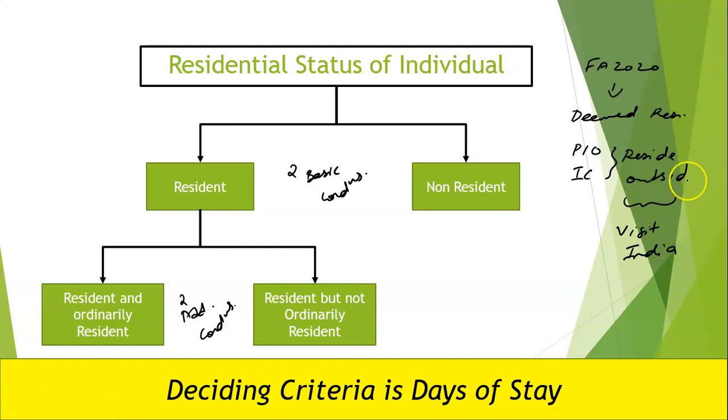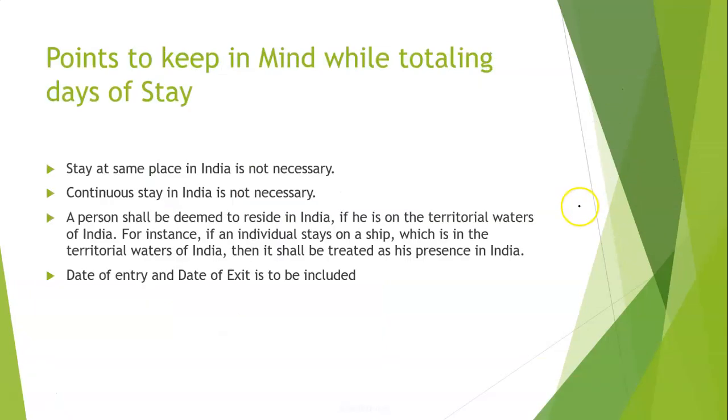We have the amendments from the Finance Act 2020 for 1, the deemed resident, and 2, for persons of Indian origin or Indian citizens who reside outside India but visit India. I have a completely detailed explanation for them both in this video. Right. So let's check both these classifications out and the amendments as per the Finance Act in detail now.